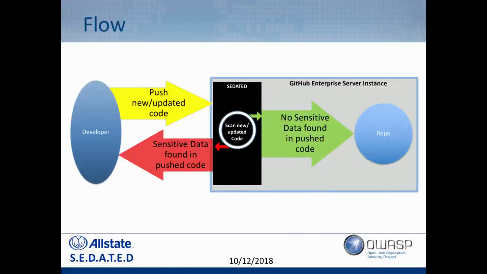That's happy path, right? But if it does identify sensitive data in this push, it'll forcibly reject it. That's going to follow the red arrow. And that code with that sensitive data will not end up in the repository. And again, that's the problem statement that we're after today with this solution.